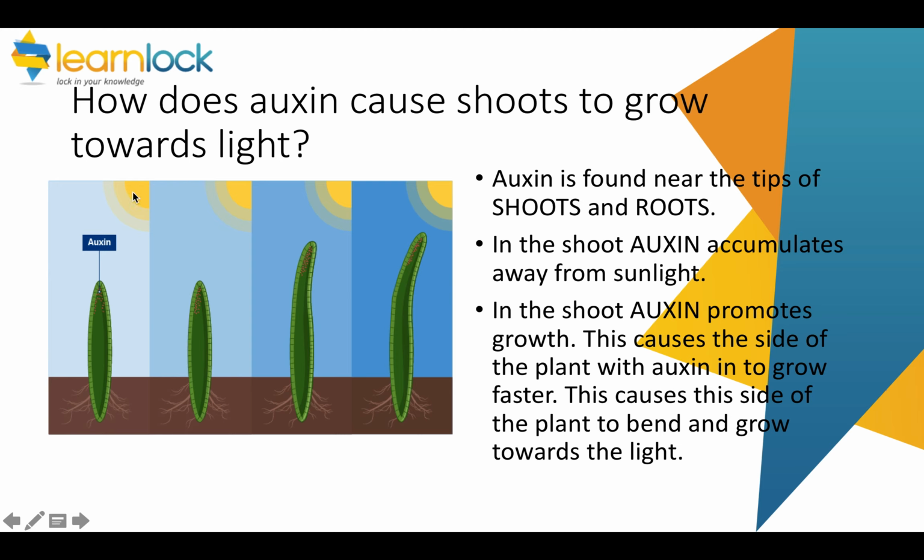So imagine the sun is shining on this side here. The auxin accumulates on the left side here. Now, in a shoot, auxin promotes growth, which means it causes that side to grow faster. If that side grows faster than the right side, it will then start to lean and bend towards the light. So therefore, the plant will grow and bend towards the light.